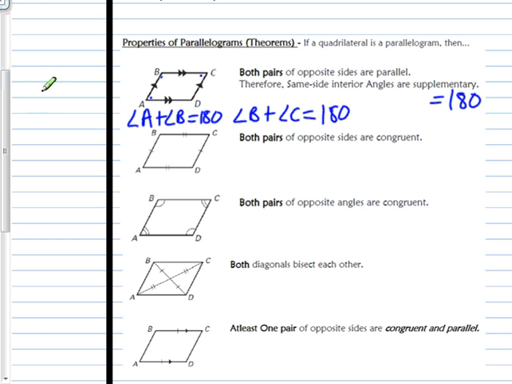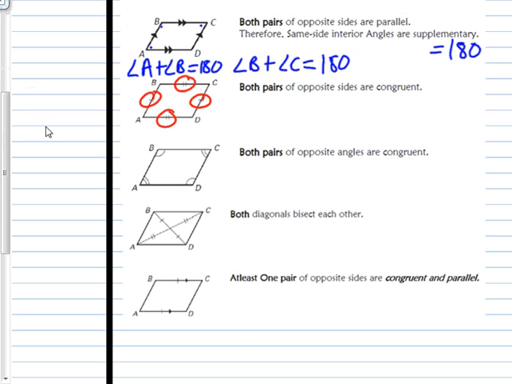The next theorem is also true. If a quadrilateral is a parallelogram, then both pairs of opposite sides are congruent. So BC, AD, they're congruent to each other. BA, CD are congruent to each other. So if a quadrilateral has both pairs of opposite sides congruent, then it is, by definition, a parallelogram. Third one, both pairs of opposite angles are congruent. So C is congruent to A and B is congruent to D. Since this quadrilateral has both pairs of opposite angles congruent, then it is a parallelogram.